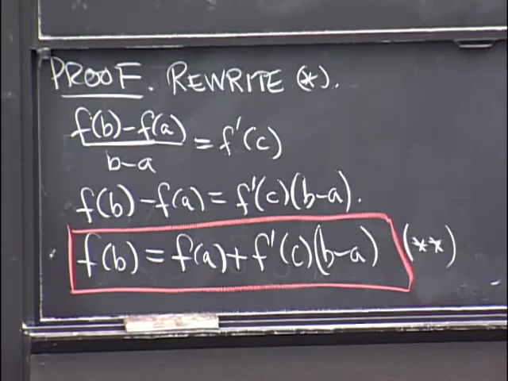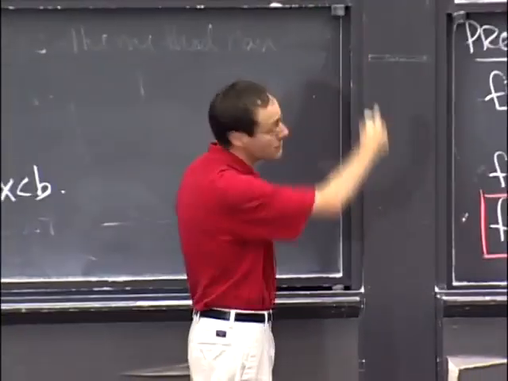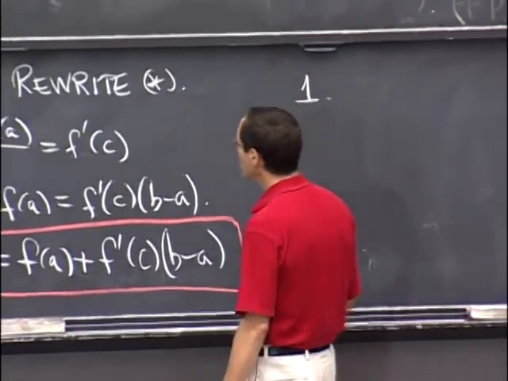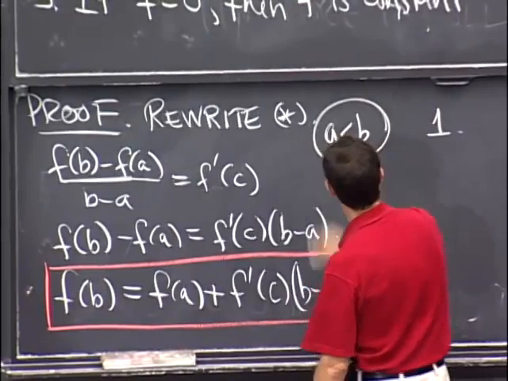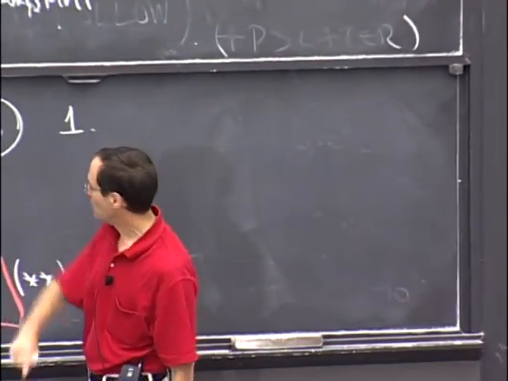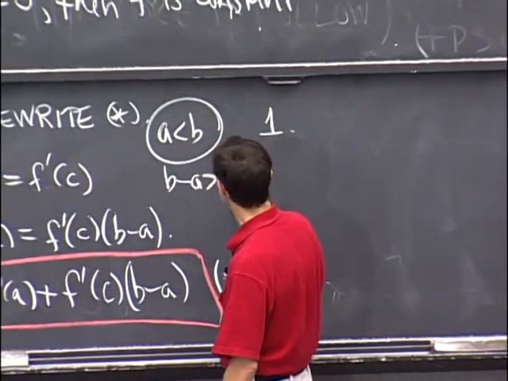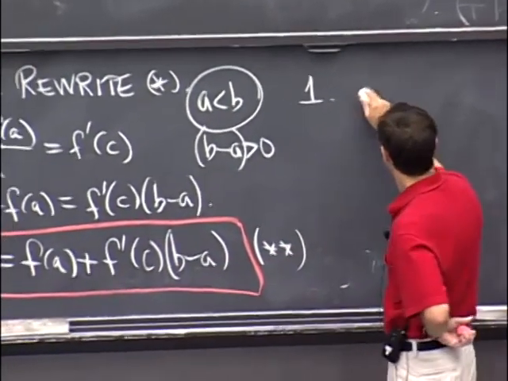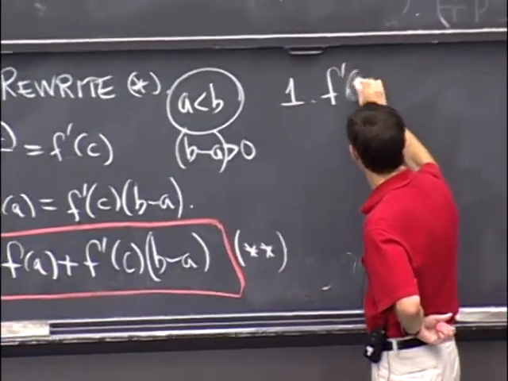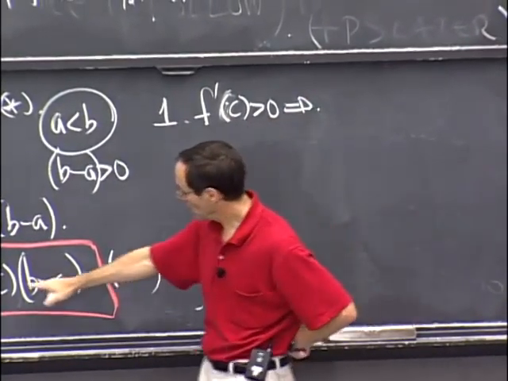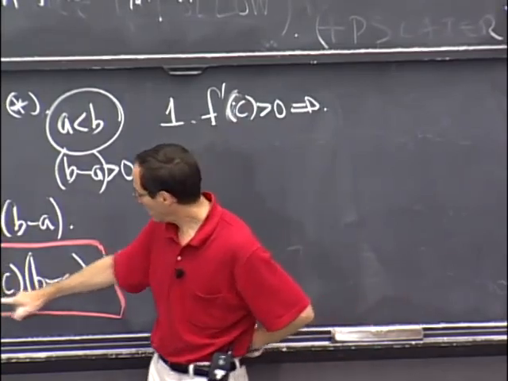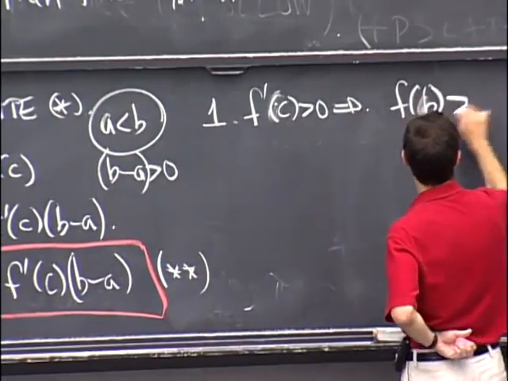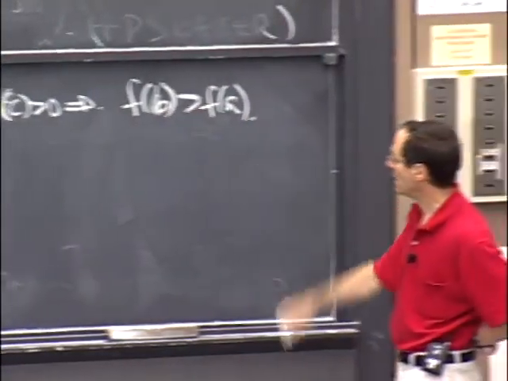And now, with the formula written in this form, I claim that I can check these three facts. So let's start with the first one. I'm going to set things up always so that a is less than b. And that's the setup of the theorem. And so that means that b minus a is positive, which means that this factor over here is a positive number. If f prime is positive, which is what happens in the first case, that's the assumption that we're making, then this is a positive number, and so f of b is more than f of a, which means that it's increasing. It goes up as the value goes up.